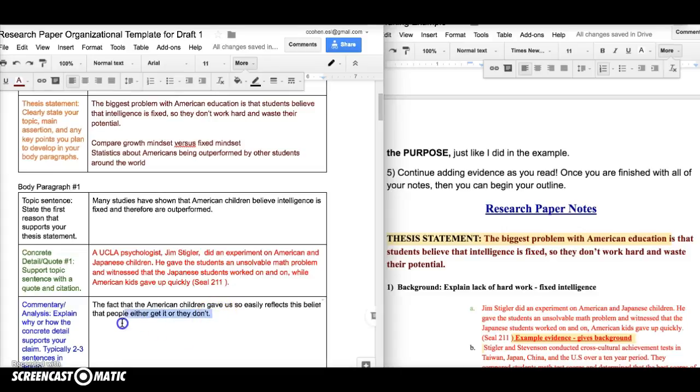The I say is going to be explaining the evidence. So what I have added here is the fact that the American children give up easily reflects this belief that people either get it or they don't. Okay, this is just merely looking at this evidence and kind of explaining it.